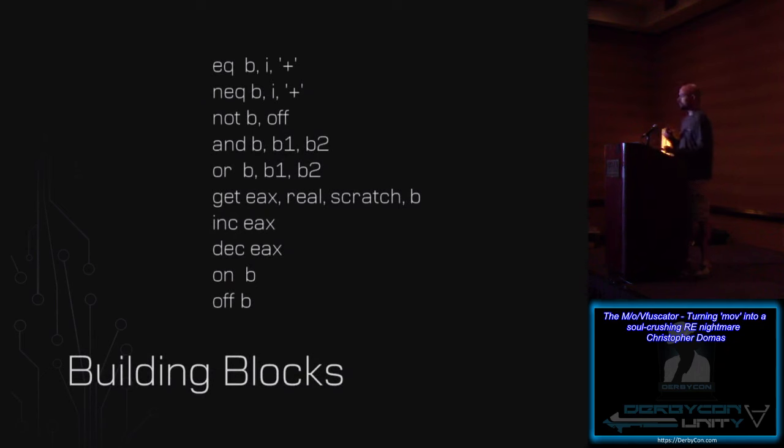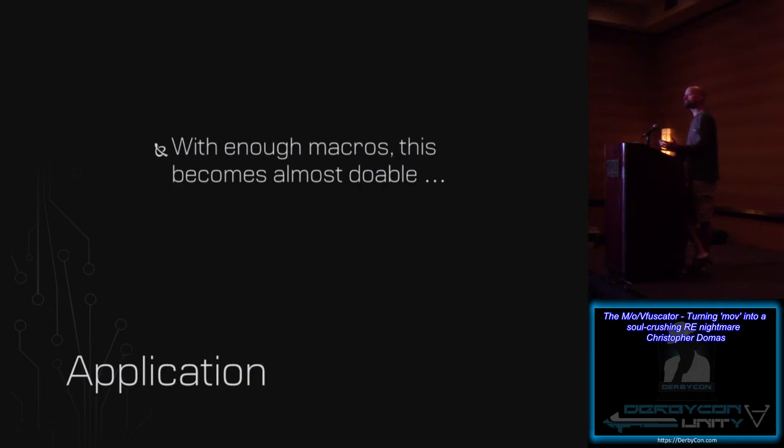So at this point, we've got some pretty useful building blocks for actually writing move-only programs. We've got macros for checking equality, inequality, not, and, or, ways to get data from either real memory or scratch memory, ways to increment and decrement, turn execution on and off for branching. We've got all these really useful building blocks, and if you build up enough of these, this whole thing becomes almost doable as long as you're only writing in assembly.